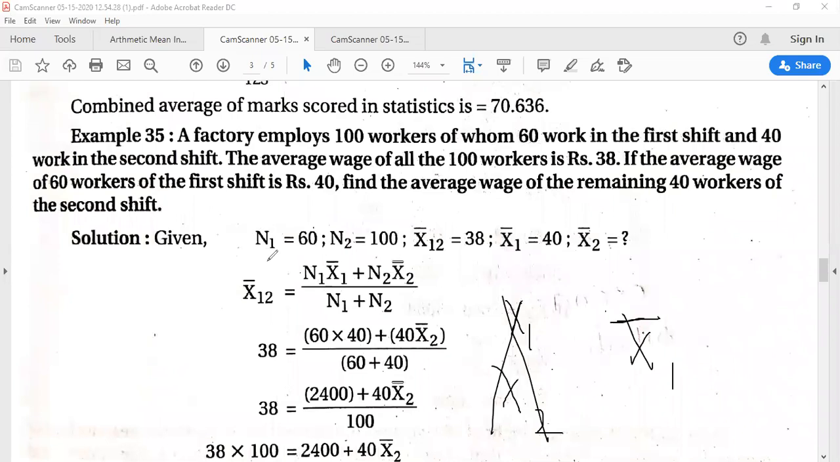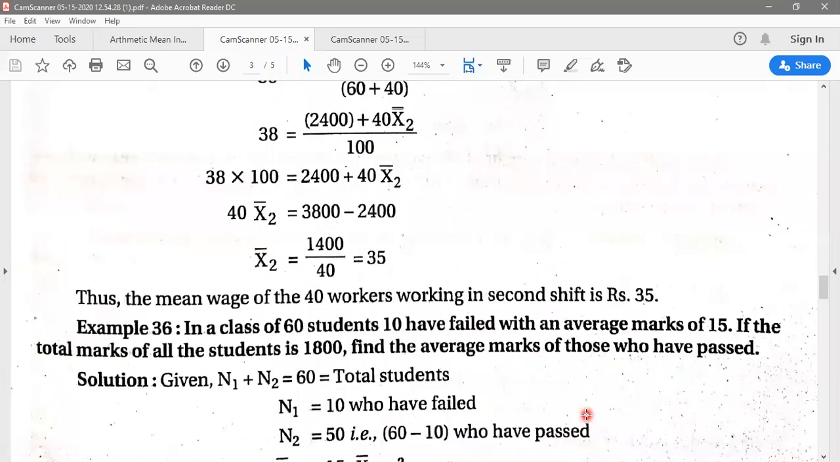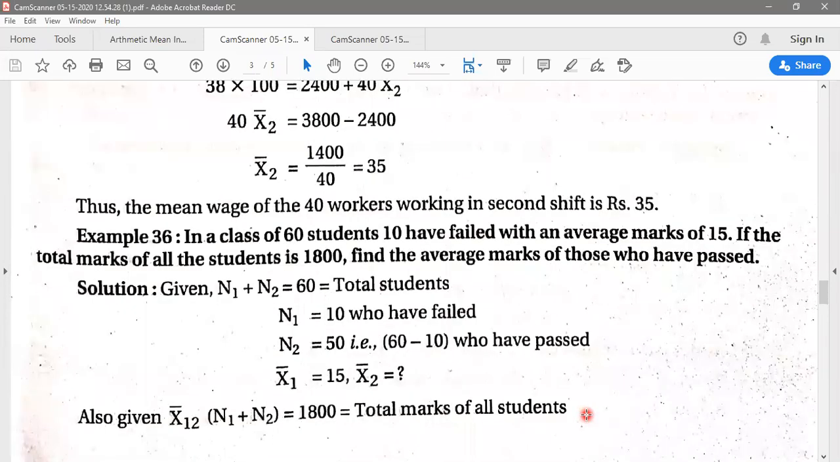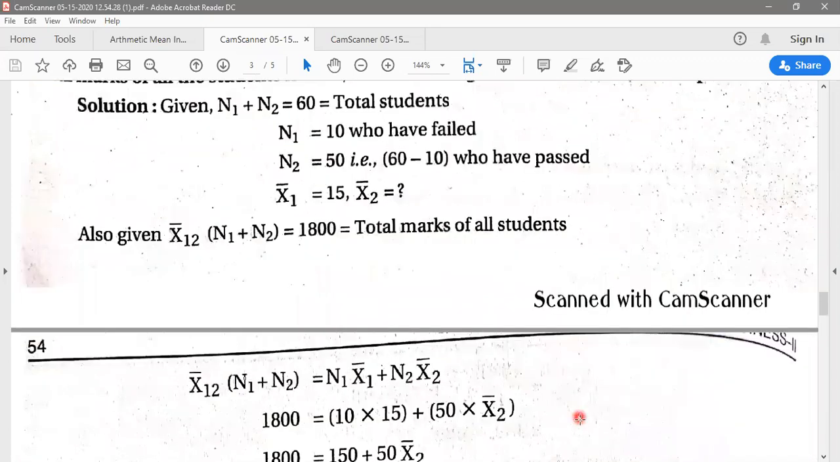So be careful. So N1: a factory employs 100 workers, of whom 60 work in the first shift. So total are 100. Employs 100 workers, of whom 60 are in the first shift and 40 are in the second shift. Understood? Going on further, you will have to analyze the question and solve the question. So if you're not able to understand the question, read it two to three times. Then you will be able to understand it better.